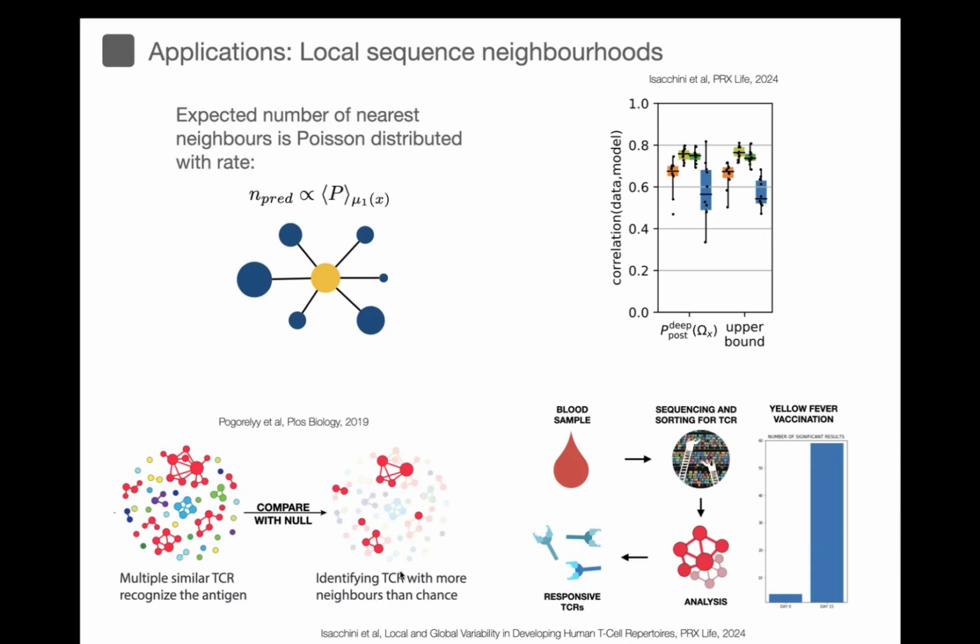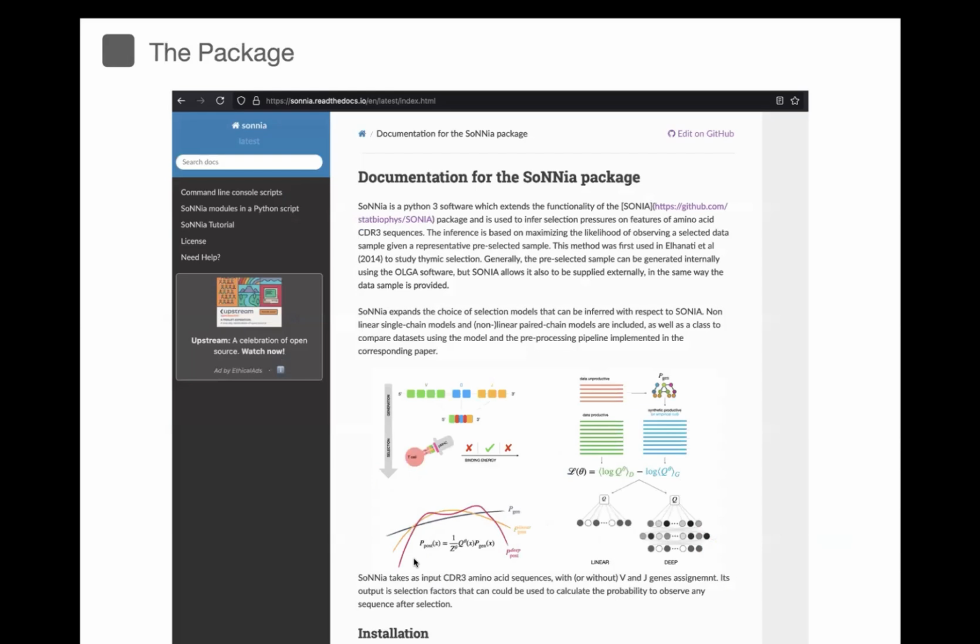All that I've been showing you until now are some ways that you can use these generative models to analyze your repertoires, and you can do it yourself. There is a package online called SONNIA. You can just pip install it. There are some tutorials to start using it, and I'm very open to getting any feedback if there are problems in the installation or in the usability of the package.